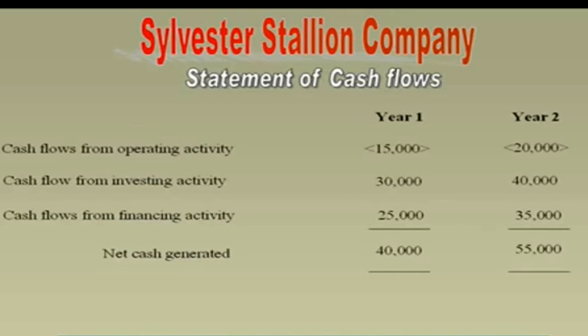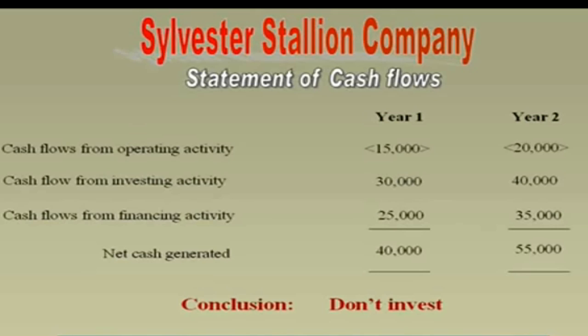So if you look at the overall cash position, the cash increased from $40,000 to $55,000. What's your conclusion? Now this might shock you. Don't invest. Why is that? Even though the bottom line cash is positive, the final conclusion is that it's doing poorly. Think about it.